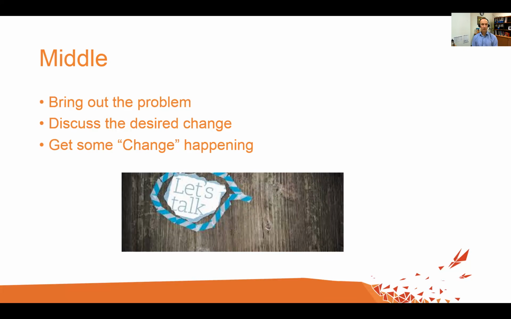This gives the client a chance to say whatever they think they want to get out of the session. And this is a good chance, the middle bit, to get out the problem.